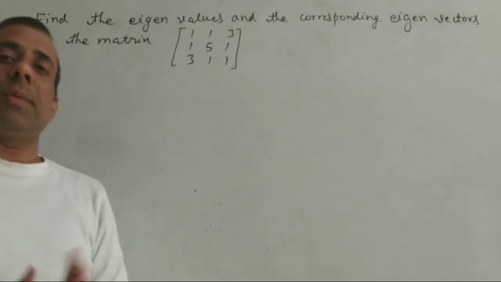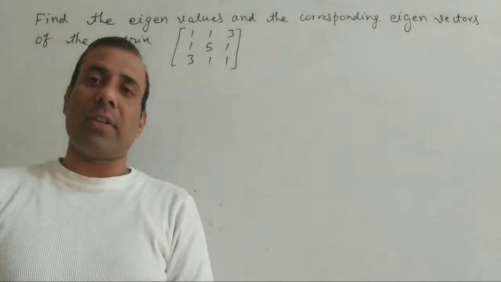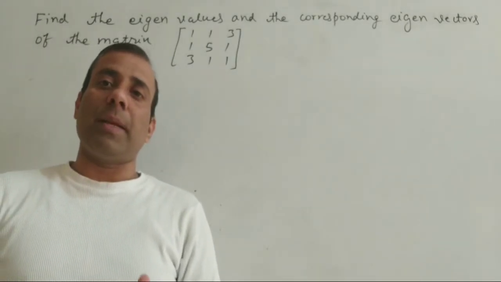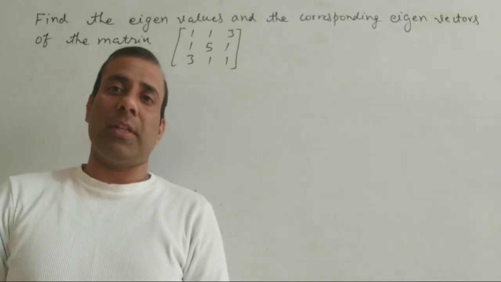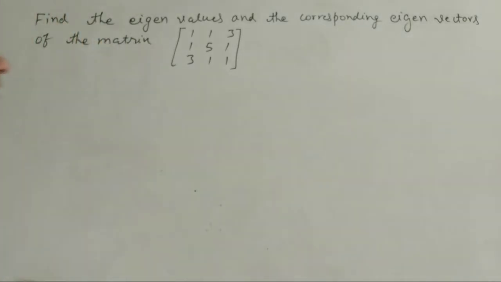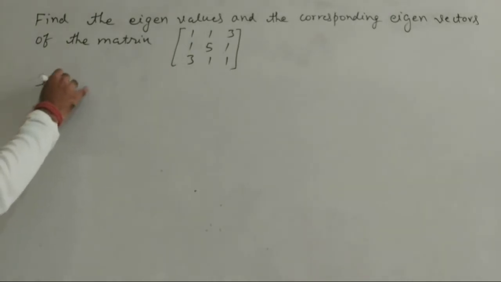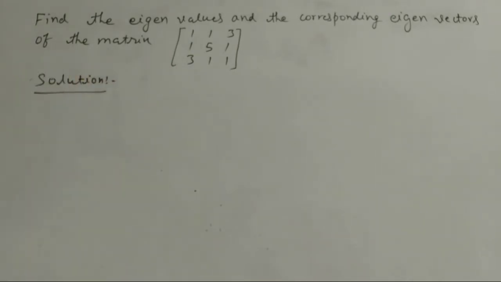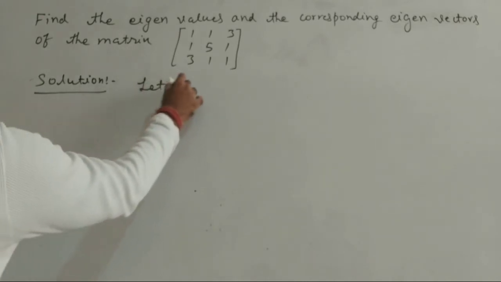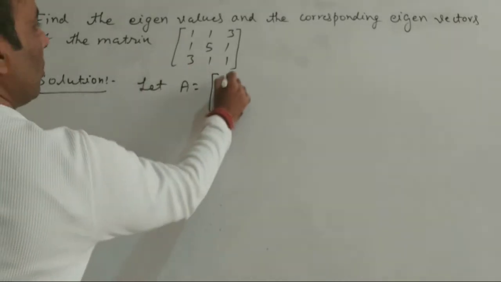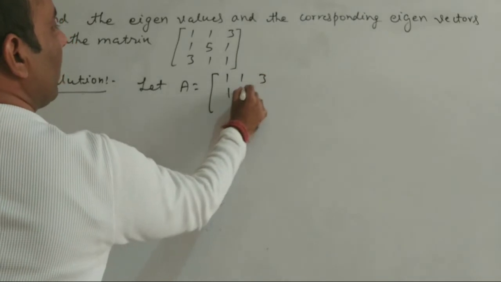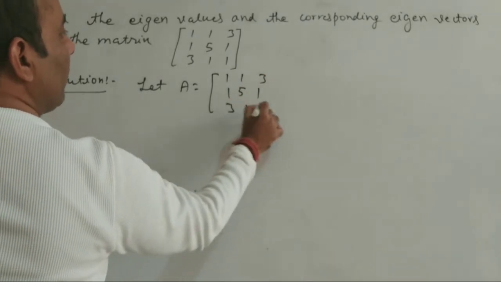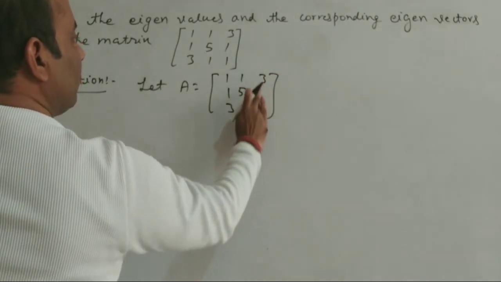Clear? In the previous video lecture we found the eigenvalues. To find the eigenvectors, we first have to find the eigenvalues. Okay, so let's see the solution. Let the given matrix A equal [1 1 3; 1 5 1; 3 1 1]. Clear?